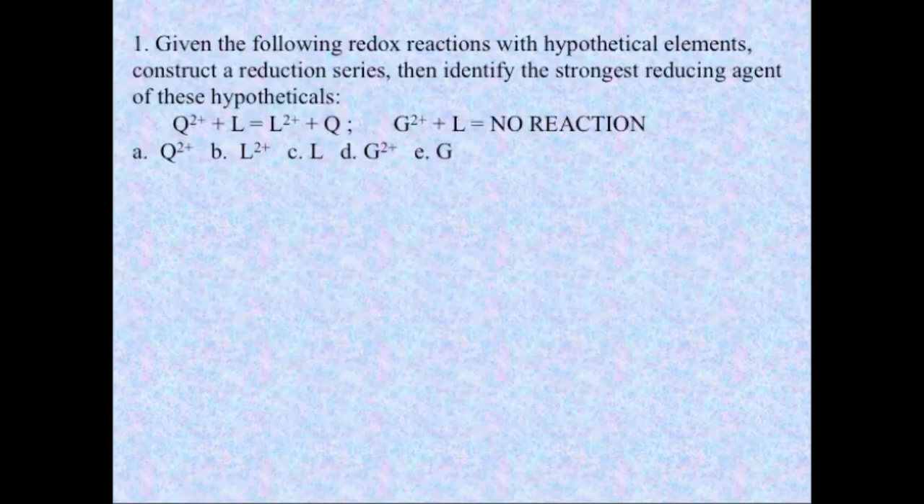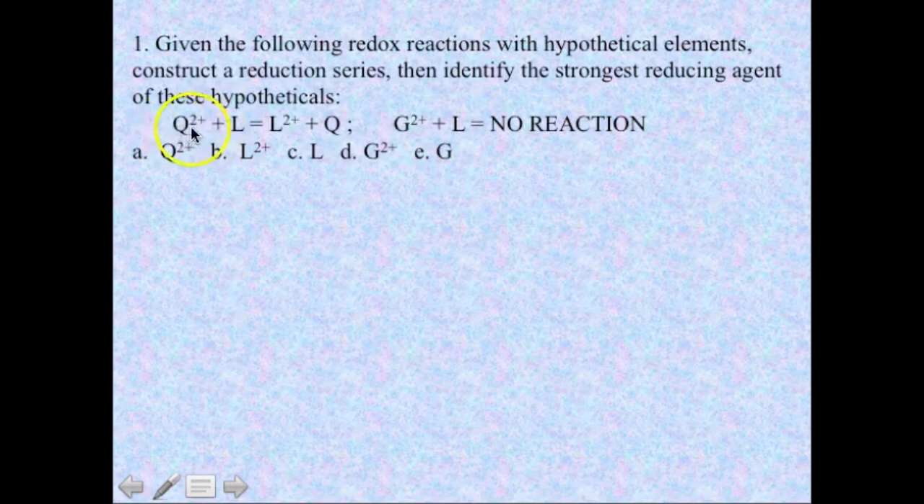Now let's try building a reduction potential series. Given the following redox reactions with hypothetical elements, construct a reduction series and then identify the strongest reducing agent of these hypotheticals. So the first reaction is Q2 plus L yields L2 plus Q. Second one is G2 plus L yields no reaction.